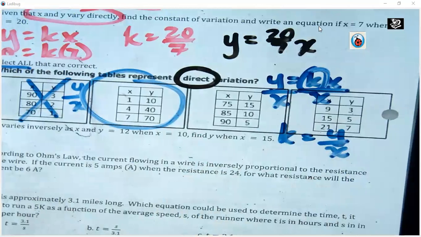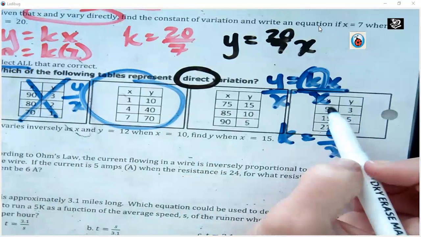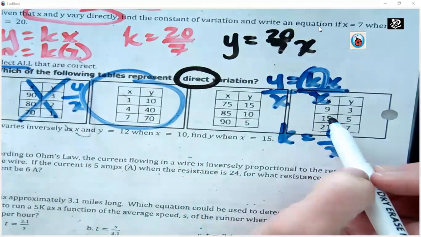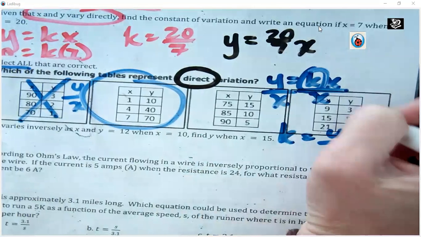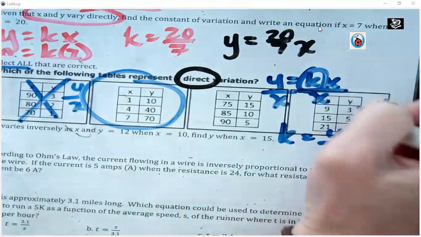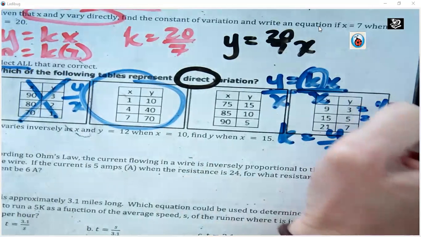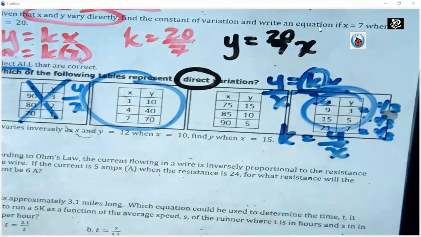That's 1/5. 10 divided by 85 is not 1/5. 3 divided by 9 is 1/3. What about 5 divided by 15? 1/3. And what about 7 divided by 21? 1/3. So that one also gives you a constant.